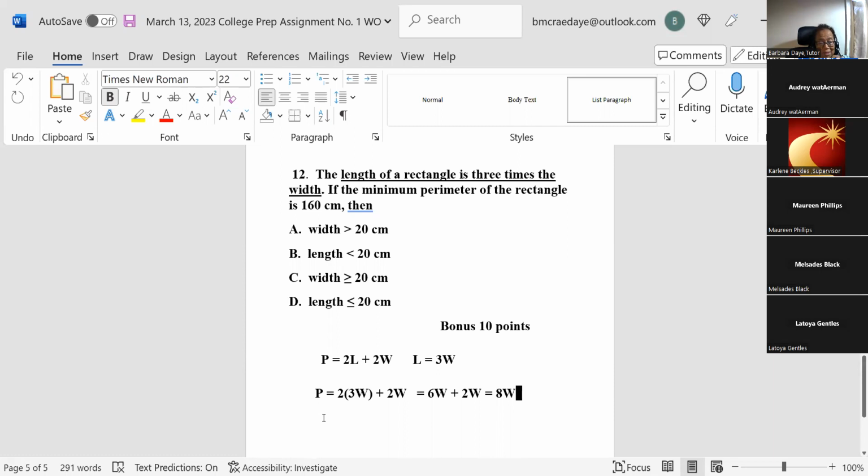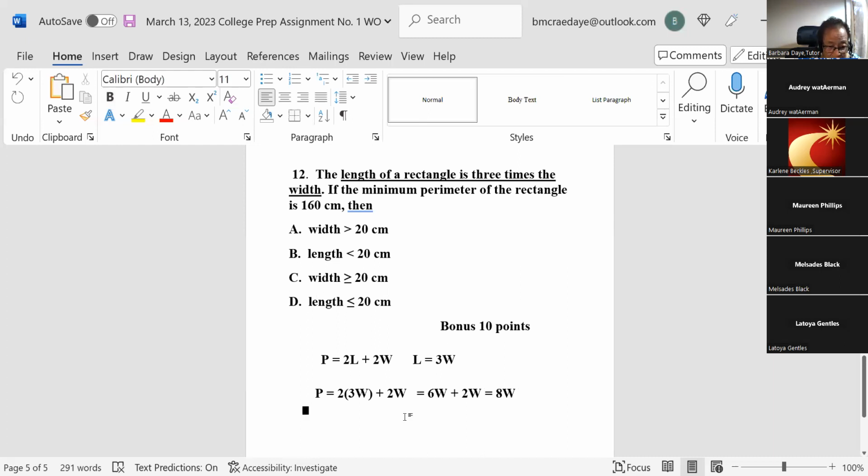Is that width greater than or equal to 20? Yeah, because 8W, right? If you divide that into 160, you get 20. So that's how you get the answer, width greater than or equal to 20. What's the answer, miss? The answer is C. Width greater than or equal to 20. Because 8W, divide that into 160.